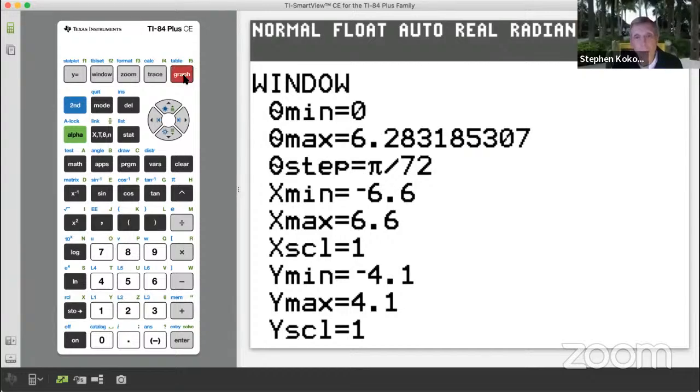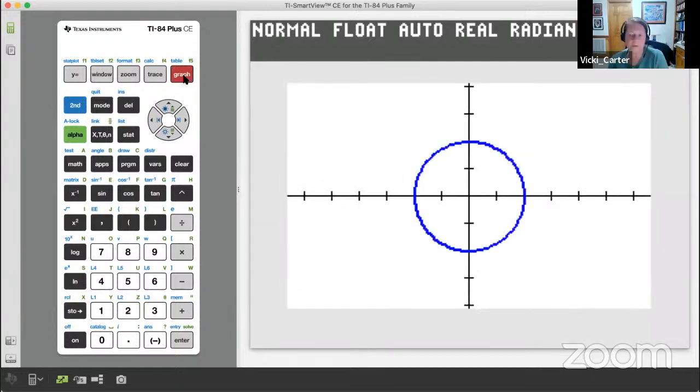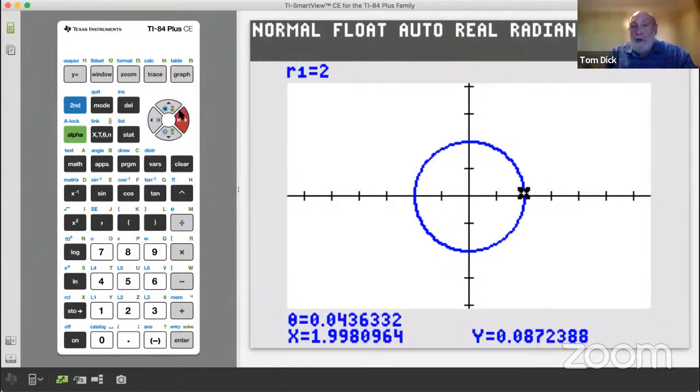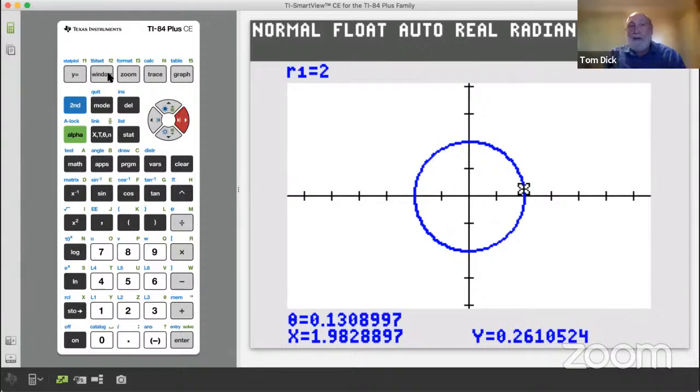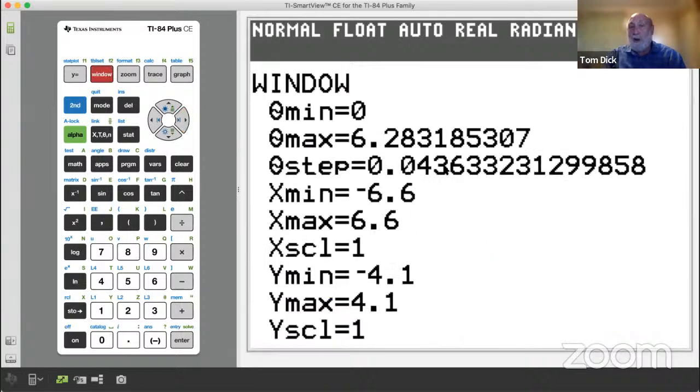Go ahead and graph. And now when I trace the theta values, you can see that's a much smaller increment. And in fact, I'm not sure I even paused long enough on the window. When I did pi over 72, it went ahead and calculated what that approximately is in decimal. So we can see it's about a third of what we had before, right? Pi over 72.